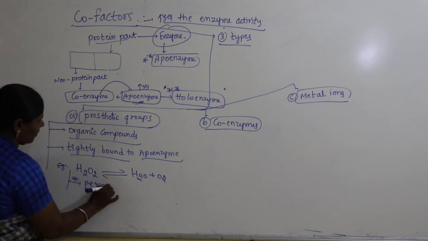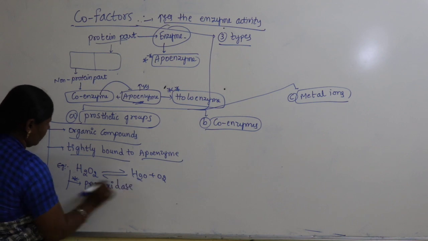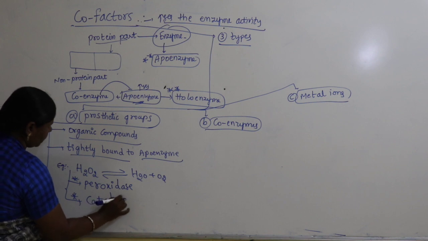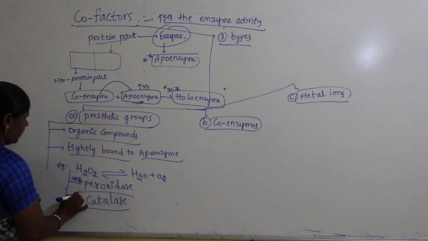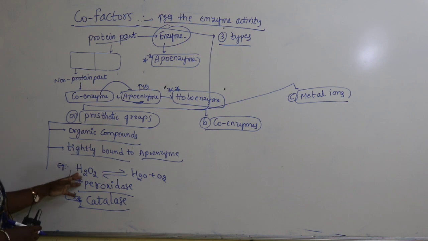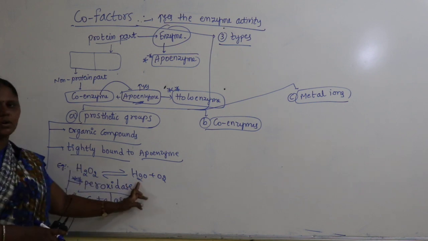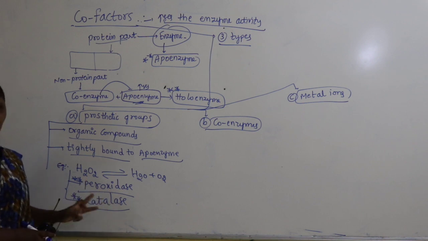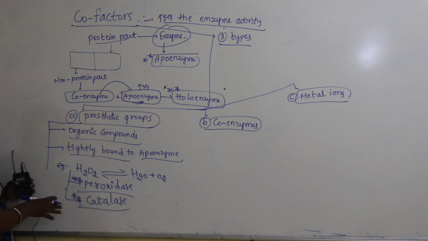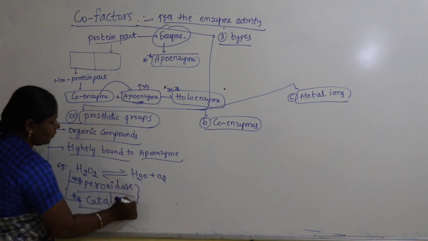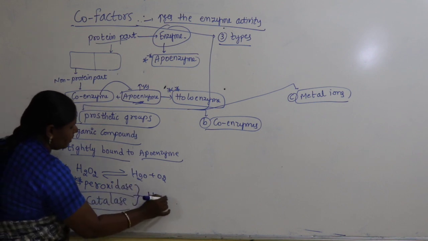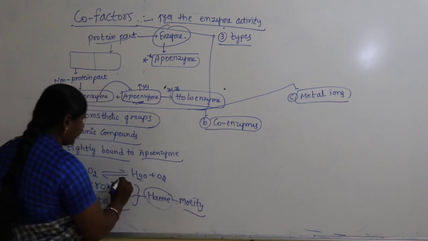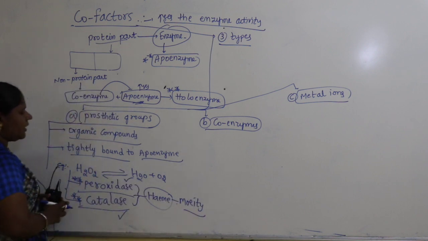peroxidase and catalase. Hydrogen peroxide is divided into water and oxygen with the help of peroxidase and catalase. In this case heme is a group, heme acts as a moiety for activating peroxidase and catalase.